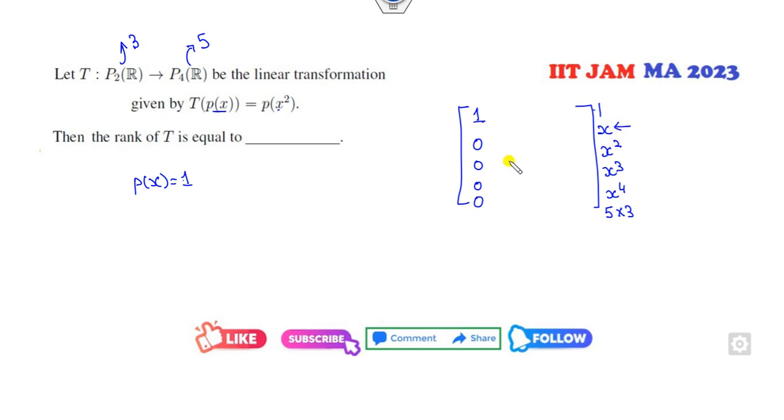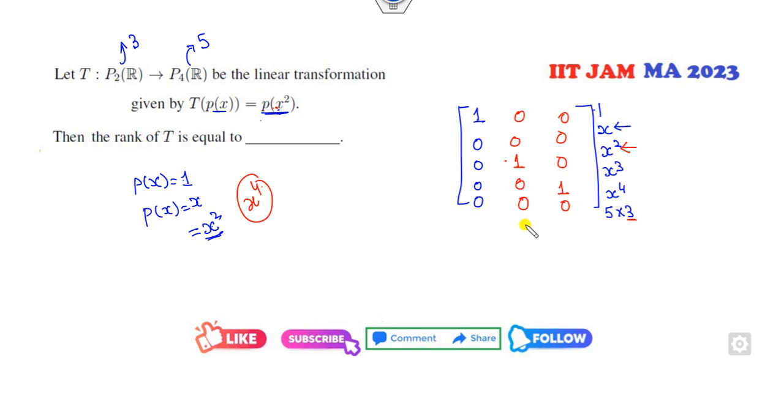If I take x, so that means p of x is my x, so the right hand side is p of x square. P of x square is x square. The coefficient of the x square is 1. The rest values are my 0. Because it's a 3, the last column is x square. If you take x square, p of x square will be x raised to power 4. So this is my 1. The rest values are my 0.